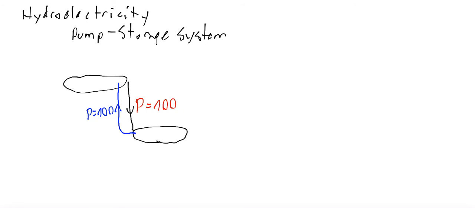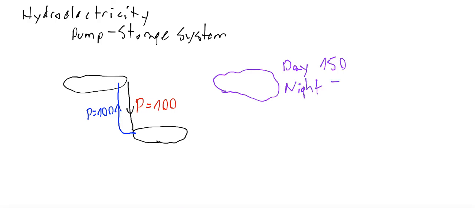Let's imagine that you have a city. Okay, and the city uses a different amount of energy depending on the time of day. Let's imagine that during the day it consumes 150 and at night it consumes just 50 units of energy. So a plant which delivers 100 units of energy, 100 units of power, is not enough to power this city because the peak consumption is 150. So what happens? Let's look.